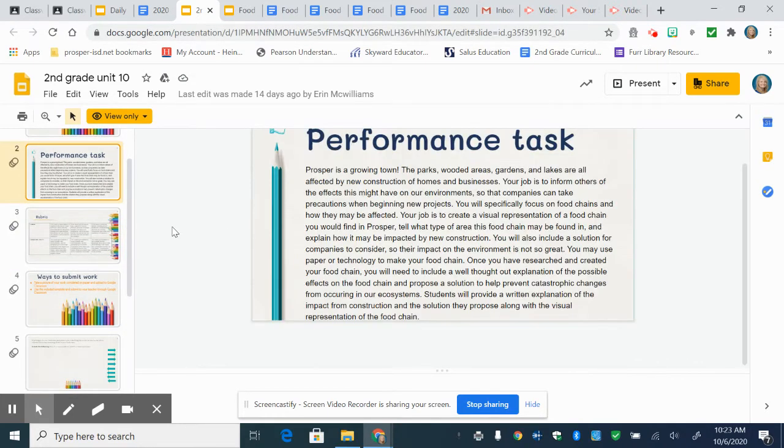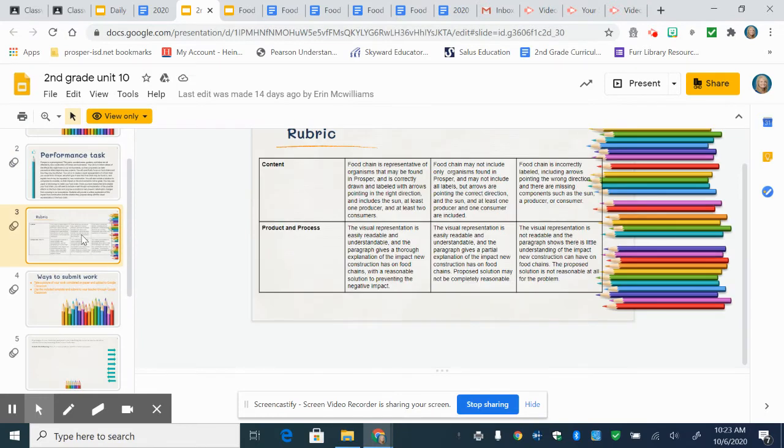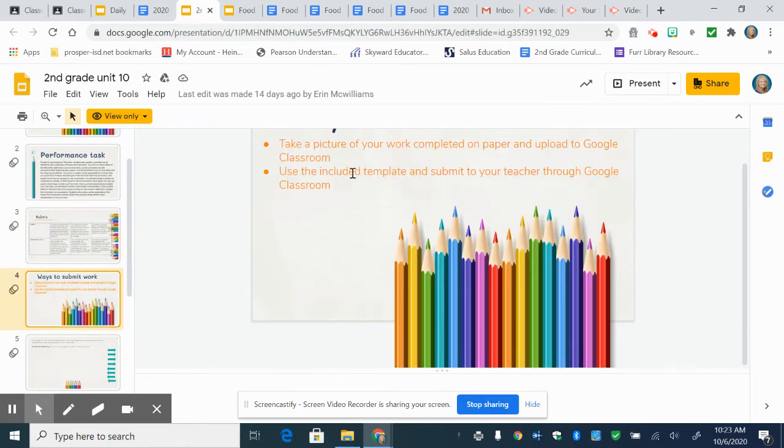Here's how they're going to grade it, okay? Your food chain, if you have a good food chain in there, it's drawn with arrows in the right direction. It starts with the sun, and you have at least one producer, that means the one who makes its own food, and two consumers who eat other things, then you're going to get a really good grade. It has to be easily readable, and the paragraph gives a thorough explanation of the impact construction has on it, okay?